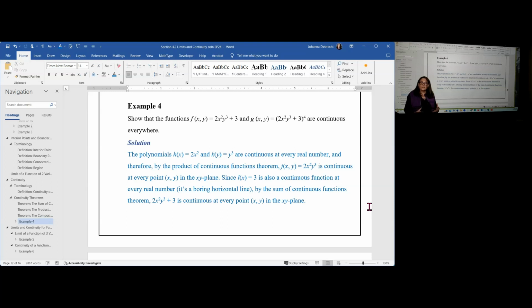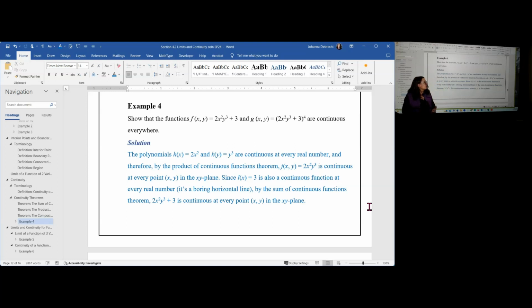We start by breaking it apart into its component functions. The term 2x squared y cubed can be split into a function of x, 2x squared, and a function of y, y cubed. I know from single variable calculus that 2x squared, being polynomial, is continuous everywhere, as is y cubed, also polynomial. In that case, by the product of continuous functions theorem, 2x squared y cubed has to be continuous at every point xy in the xy plane. Since L of x equal to 3, which is just a boring horizontal line, is also a continuous function for all values of x, every real number, by the sum of continuous functions theorem, 2x squared y cubed plus 3 must be continuous at every point xy in the xy plane.